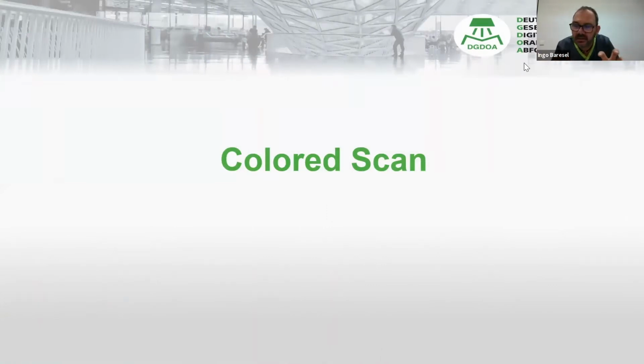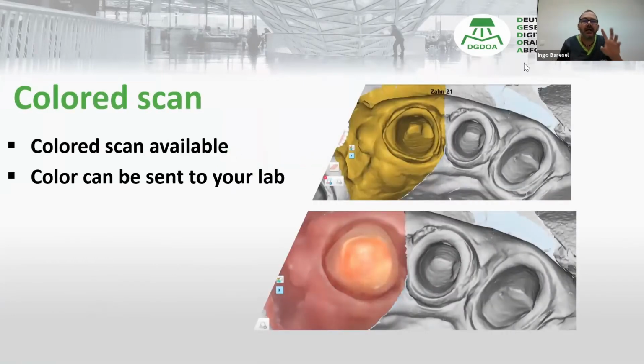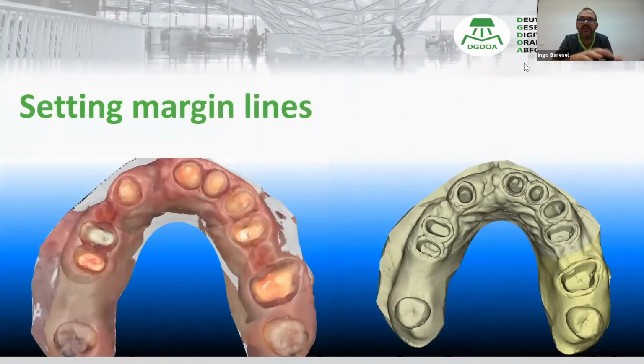A color scan is also very important. Why? Because, first of all, some scanners say we have open STL files. You can do with these files whatever you like. I don't want to have STL files because STL files are not colored files. Sometimes you need them, but especially for setting margin lines, you want to have some color so that you can switch between the colored and the non-colored mode, like in this example. That makes life easier for you to set margin lines.